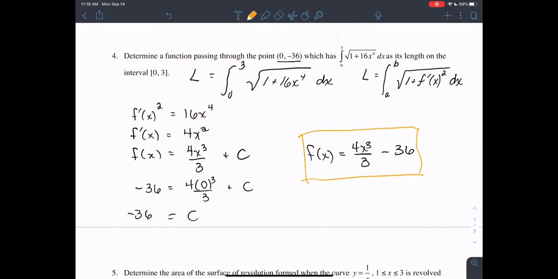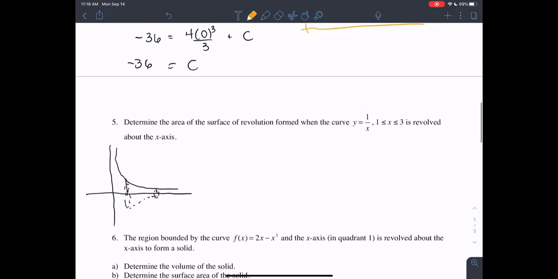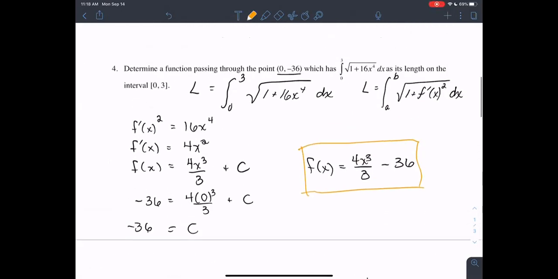That's 4x cubed over 3 minus 36, right? Yeah, that's really ugly. Let's see if I can fix that 3. It's kind of ugly. We'll go back to black. Yeah, my 3s get messy.